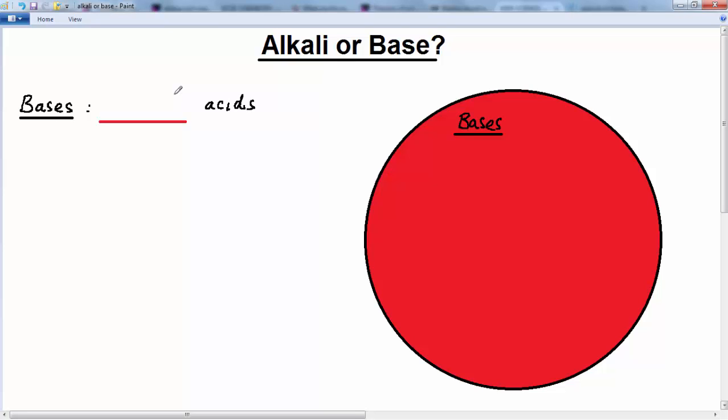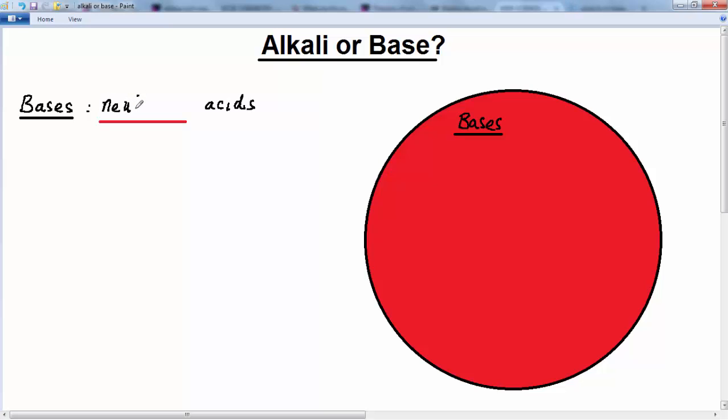In this lesson we're going to look at what we mean by the words alkali and base. Although perhaps you might think that these are the same, there are in fact some important differences between the two, which I'd like to try and highlight in this lesson. So by the word base, what do we mean by a base? First of all, a base can be thought of as a substance which neutralizes an acid.